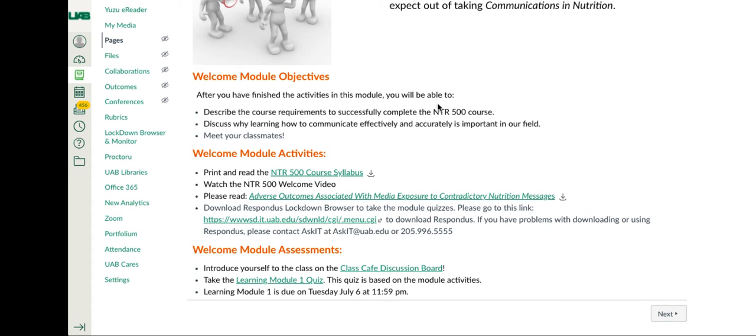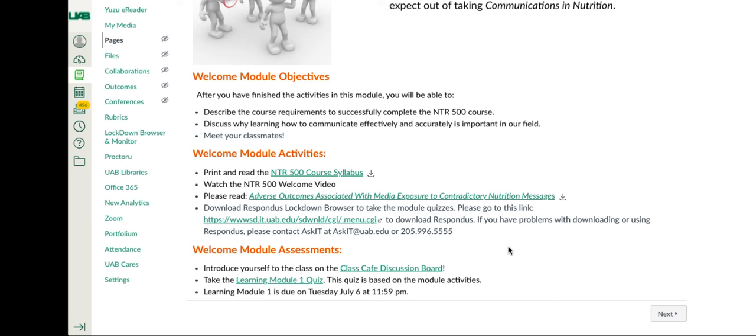So for all of the modules, again, you'll see objectives and then you'll see activities. So you need to complete all of these activities, because these activities are going to inform what you talk about, perhaps on the discussion board. Not all of the modules, I don't think, have discussion boards, but many of them do. And then there's pretty much almost always a quiz.